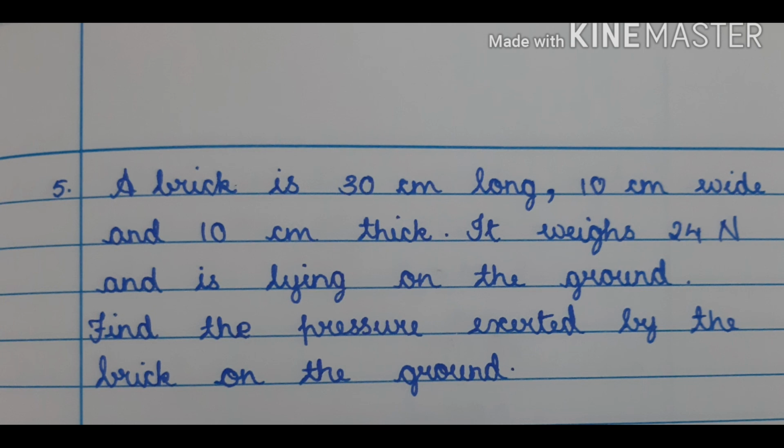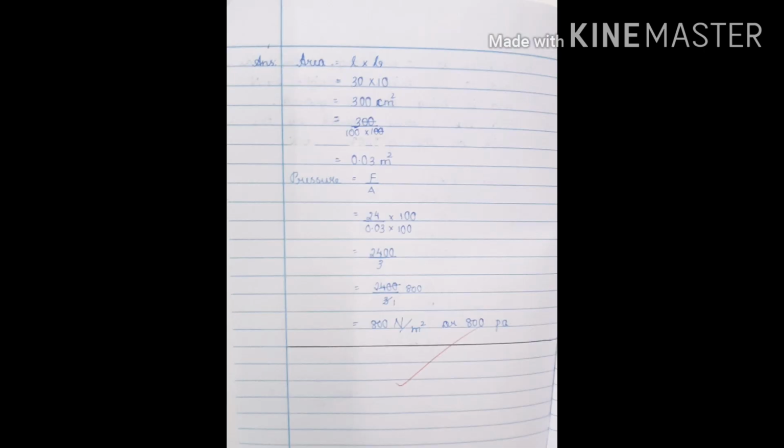Fifth question. A brick is 30 cm long, 10 cm wide and 10 cm thick. It weighs 24 Newton and is lying on the ground. Find the pressure exerted by the brick on the ground. Area is equal to L into B, which is equal to 30 into 10, which is equal to 300 centimeters square, which is equal to 300 by 100 into 100, which is equal to 0.03 meters square. Pressure is equal to F by A, which is equal to 24 into 100 by 0.03 into 100, which is equal to 2400 by 3, which is equal to 800 Newton per meter square or 800 Pascal.